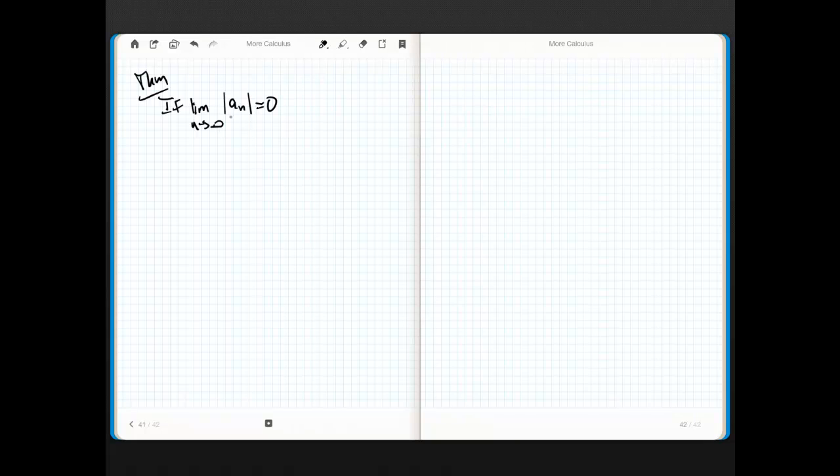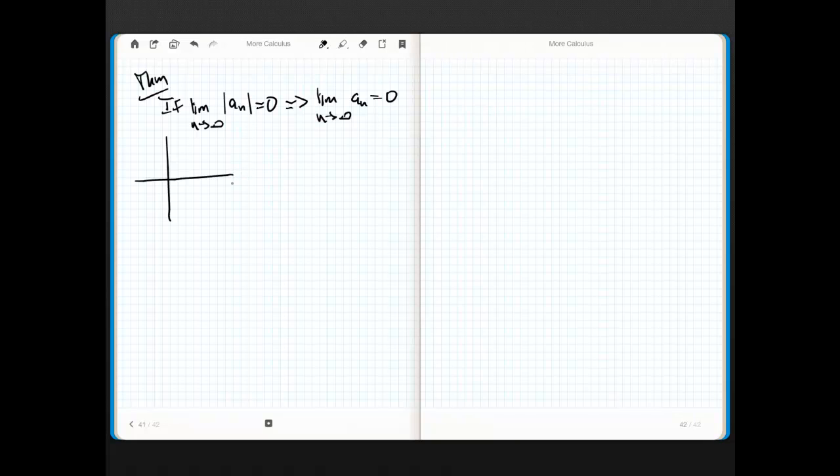If the limit as n goes to infinity of the absolute value of a sub n equals 0, then this implies that the limit as n goes to infinity of a sub n also equals 0. Okay, now why is that only true?